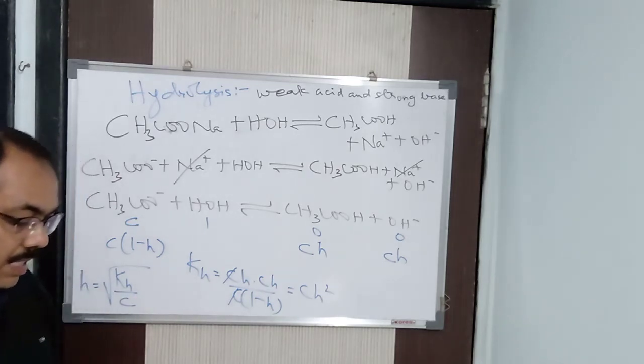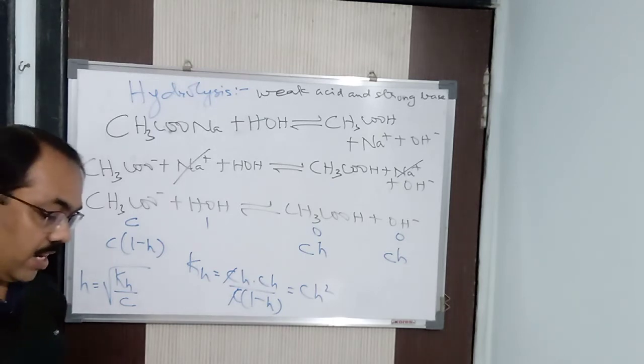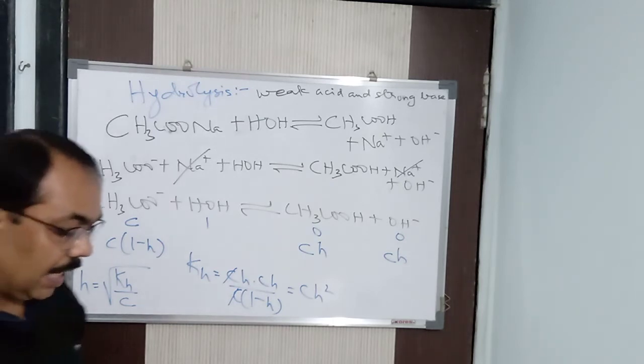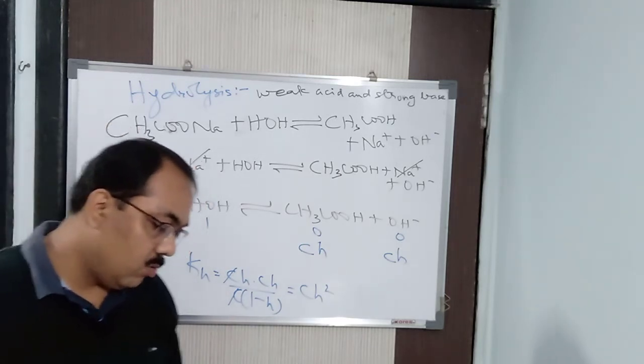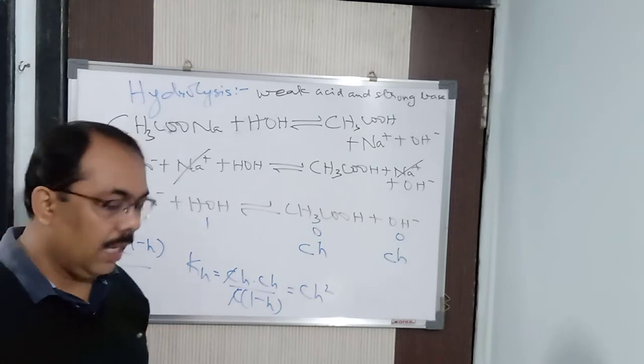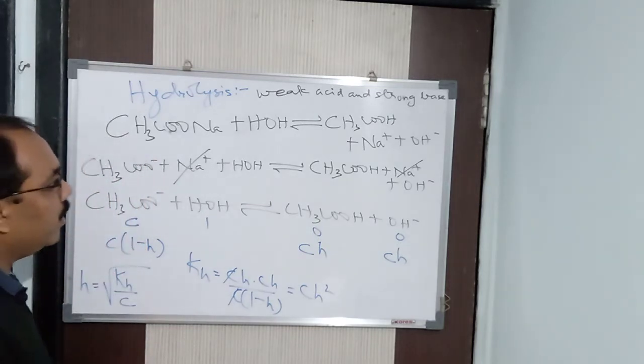Kh by C, we can say that. Now, Kh is how much? Kh is nothing but Kw by Ka. Just now we have done it and we have seen it. Kh is equal to Kw by Ka. Now how did I get that Kh is equal to Kw by Ka?